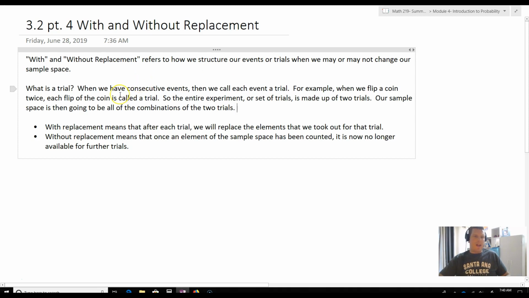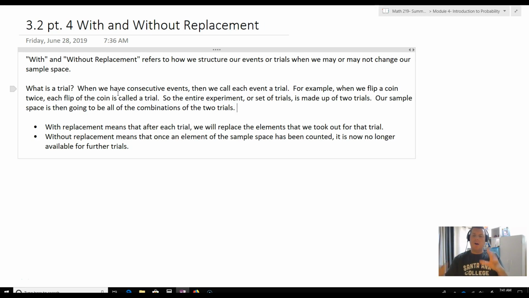So first, what is a trial? When we have consecutive events, then we call each event a trial. For example, when we flip a coin twice, each flip of the coin is called a trial. So the entire experiment, which is actually just a set of trials, is made up of two trials, right? Flip 1 and flip 2. Our sample space is going to be then all the combinations of those two trials. And we've seen this before, like heads and heads, heads and tails, tails and heads, and tails and tails.